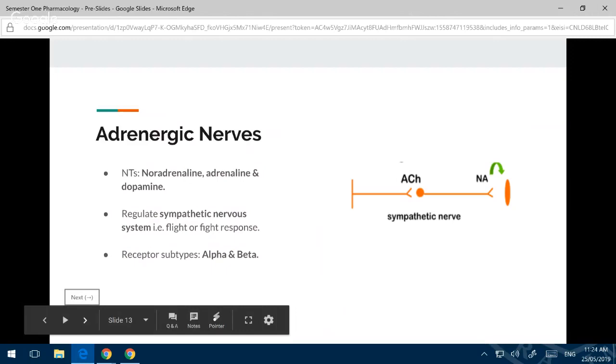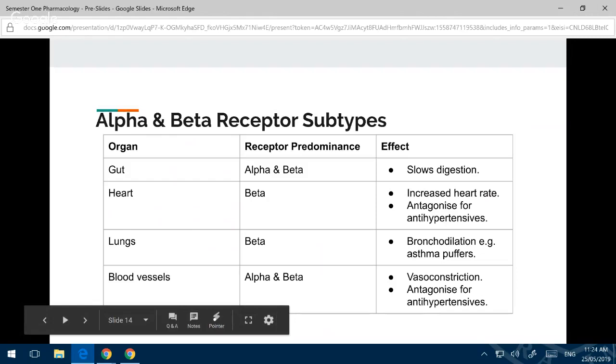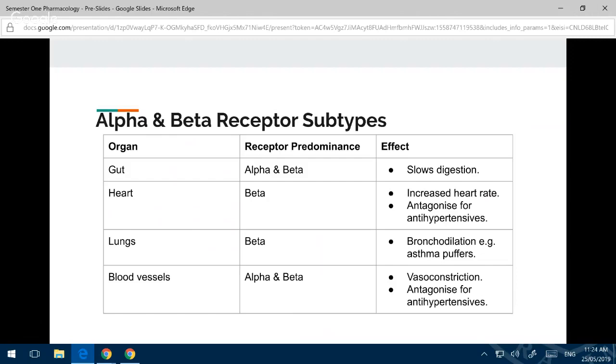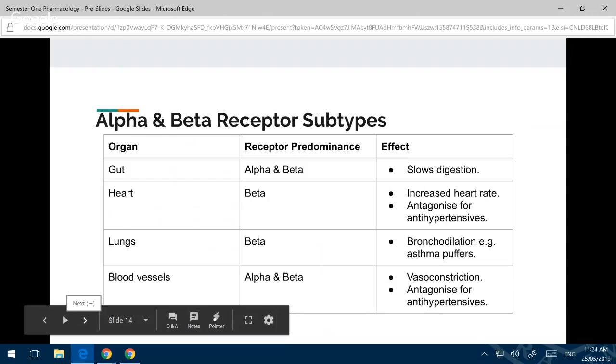Okay, so this is just a table summarizing where the receptors are and how they affect. These are the effects of increasing the stimulation. I'm not going to go through these individually. I think you will come more into these when you look at the cardiovascular system in SEM2 and how you can target these with different drugs, etc.